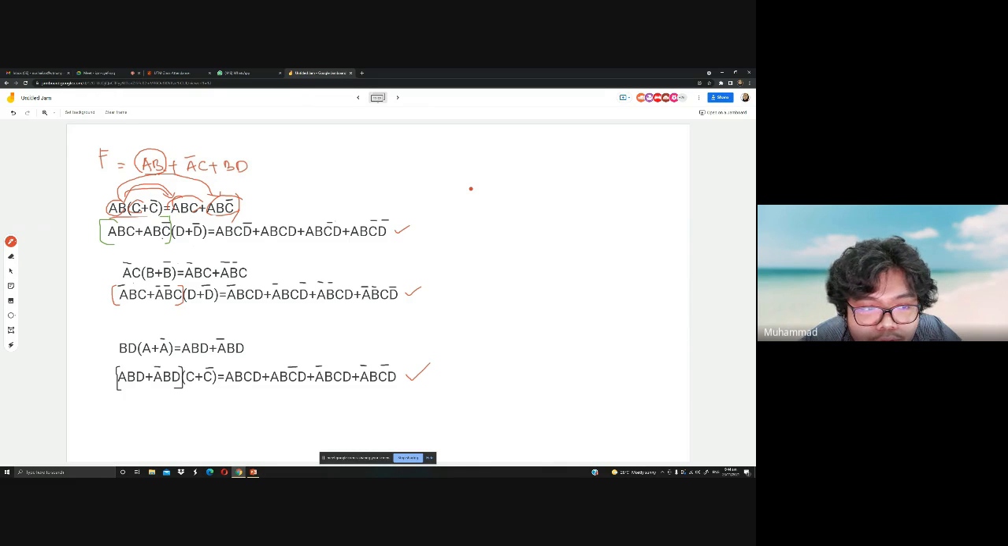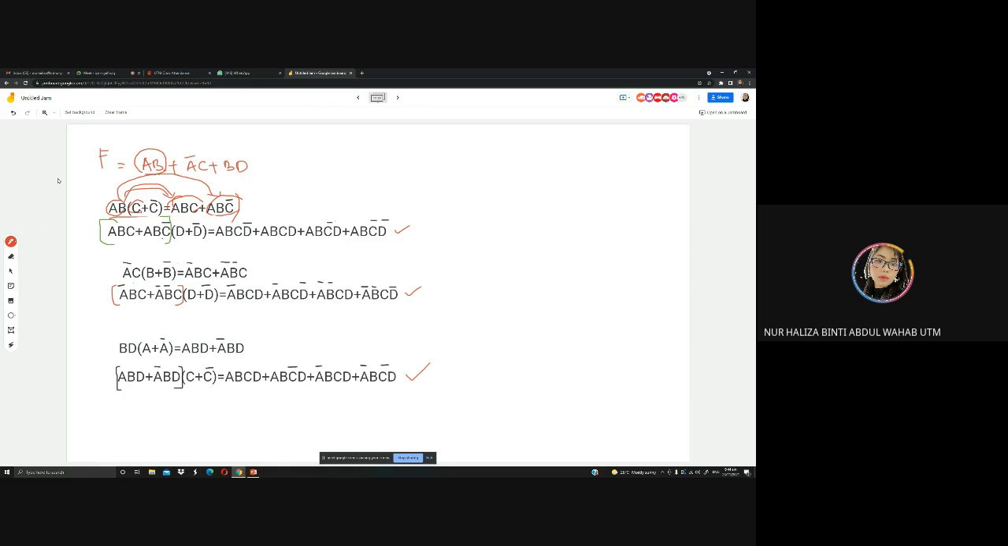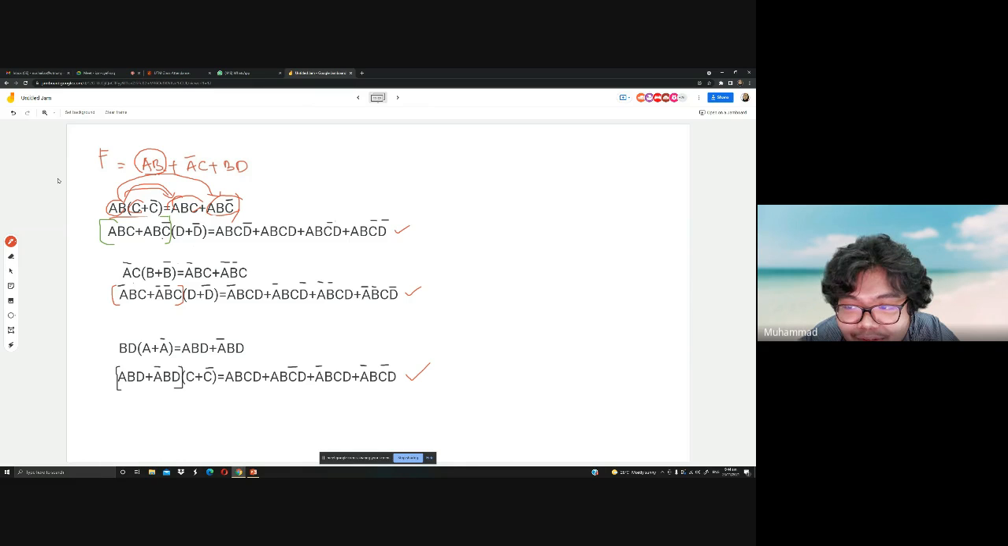So untuk kita simplify kan? Kita summarizekan dia lah. Summarize. So sekejap. Mana nak summarizekan dia. Sekejap.